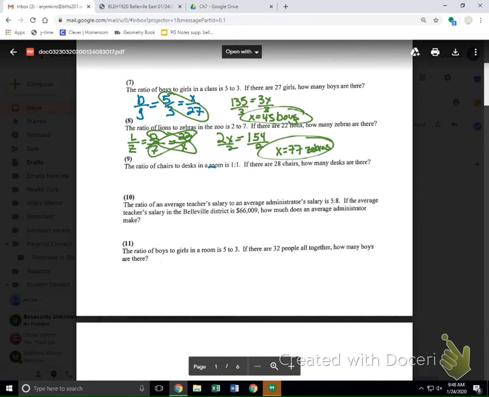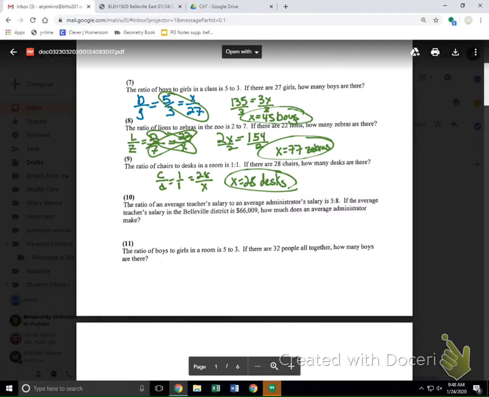Okay, the next one's about desks and chairs. So chairs to desks, so C over D, equals a 1-to-1 ratio. For every 1 desk, there's 1 chair. If we know we have 28 chairs, how many desks do we have to have? You have to have 28. So 28 desks. You could show the cross multiplication, but you don't have to.